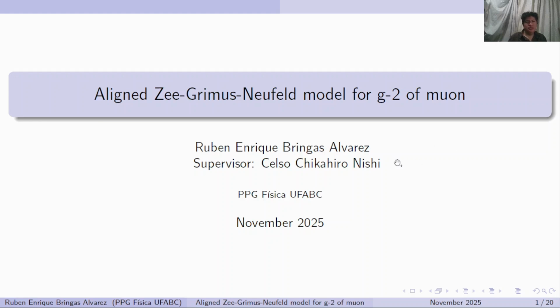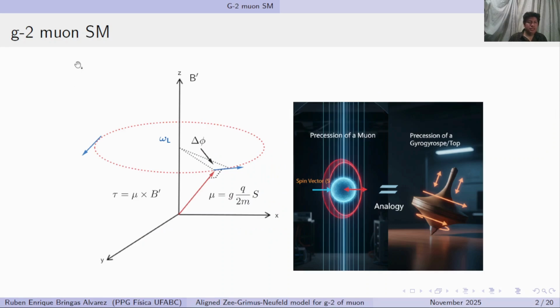The title of my research is Aligned Zee-Grimus-Neufeld Model for g-2 of mu. Let's talk about g-2. What is g-2? g-2 is a numerical value that relates the magnetic moment of a particle with the spin.